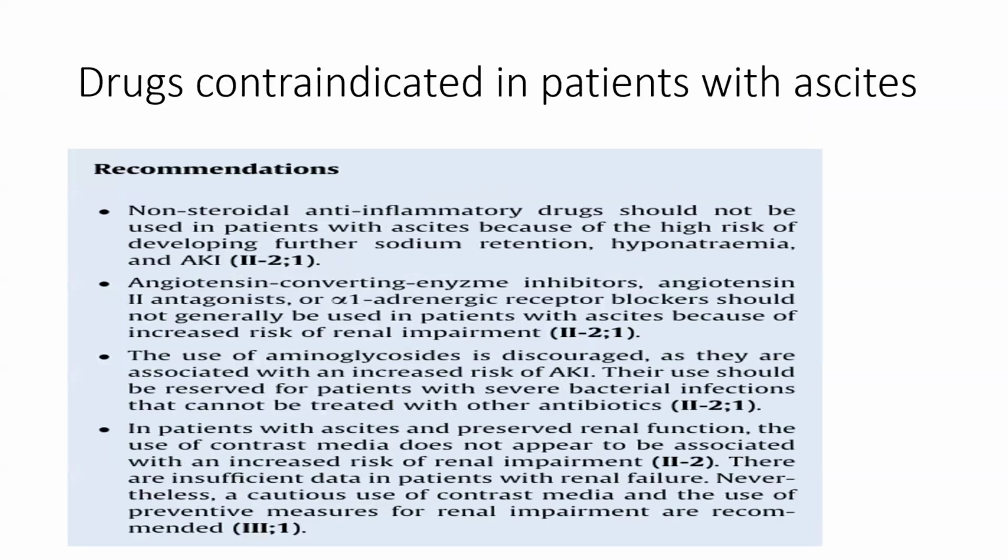Now, which drugs are contraindicated with ascites? NSAIDs should not be used in patients with ascites because of the high risk of sodium retention, hyponatremia, and AKI. ACE inhibitors, ARBs, and alpha adrenergic receptor blockers should not be used because of the increased risk of renal impairment. The use of aminoglycosides is discouraged as they are associated with increased risk of AKI, and their use should be reserved for patients with severe bacterial infection that cannot be treated with other antibiotics.